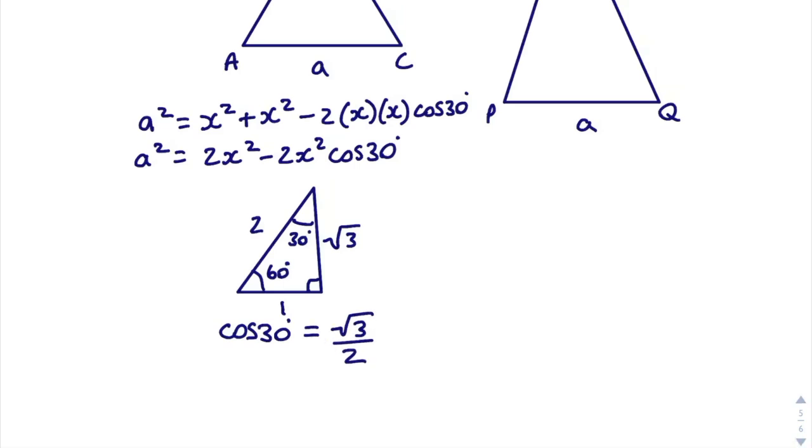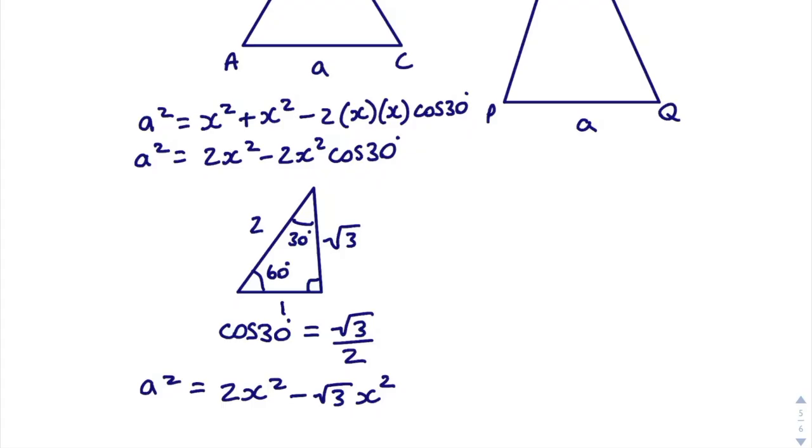So we can say that a squared is equal to 2x squared minus 2 multiplied by root 3 over 2. The 2s are going to cancel, so we're just going to have minus root 3 x squared. I'm not going to square root both sides to get a value of a, we'll just leave it as a squared at the moment.